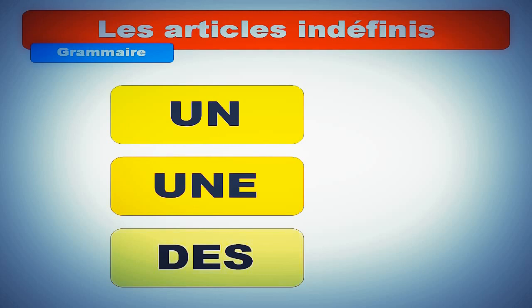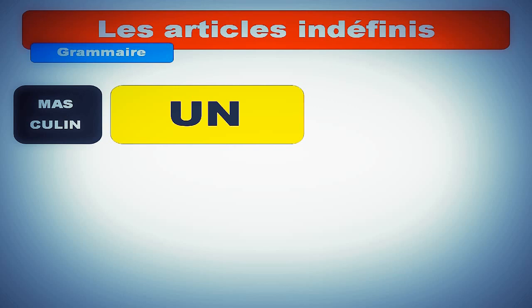Okay, so let's start with the masculine one. Alright. Masculine is un. And then you get un chien. Repeat. Un chien. Okay. And then un ami.